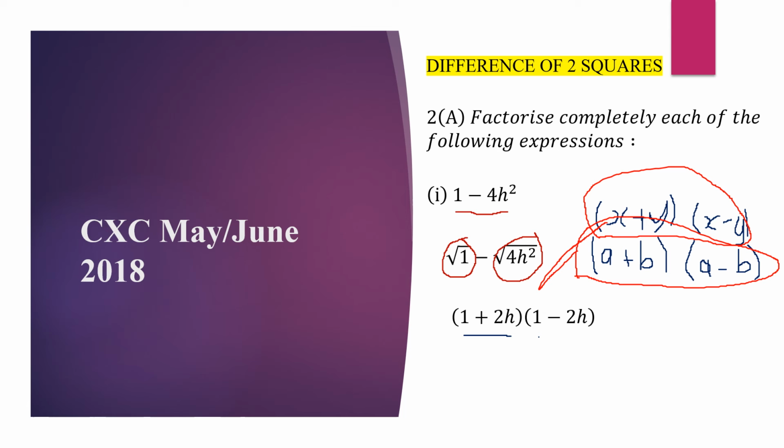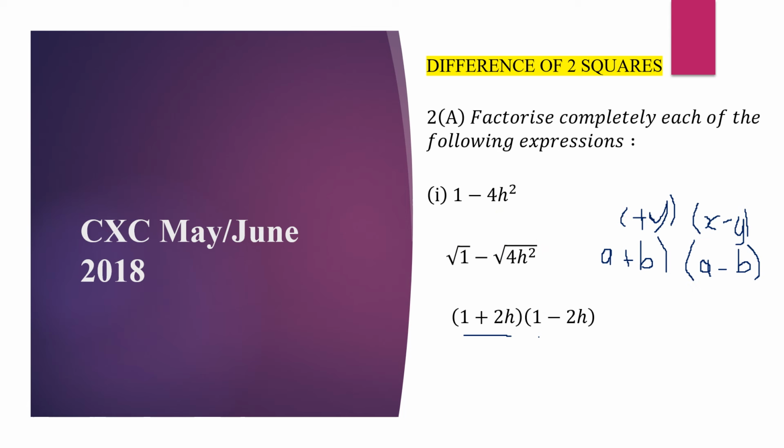CXC normally assigns 1 mark to this type of question. It is an application question, and it's also a knowledge-based type of question. Very simple question. Difference of two squares as we move on.